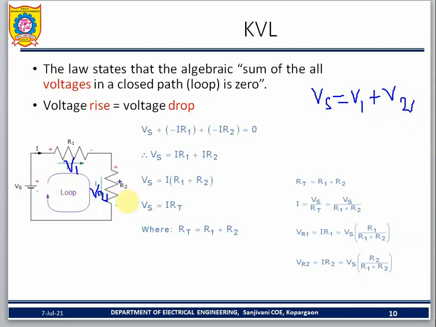Okay, in series connection, current is common. I is common. Then V1, what is Ohm's law? V is equal to I into R. So V1 is I into R1, plus V2. What is V2? Flow of current is common, so I into R2.